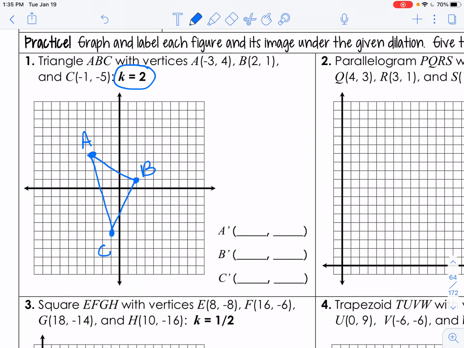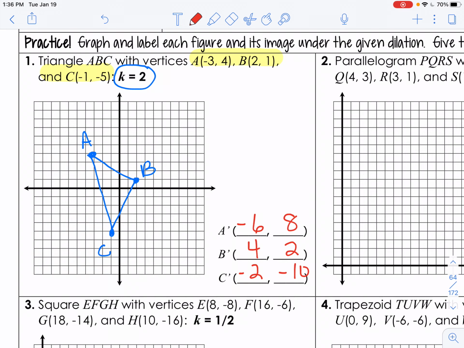Now, what we're going to do is take each of these ordered pairs, highlighted in yellow, and multiply every single number by 2. Okay, I'm going to change colors to show my new dilation. Go red. So negative 3 times 2 is negative 6, and 4 times 2 is 8. Okay, B prime. 2 times 2 is 4, 1 times 2 is 2. C prime. Negative 1 times 2 is negative 2, and negative 5 times 2 is negative 10.